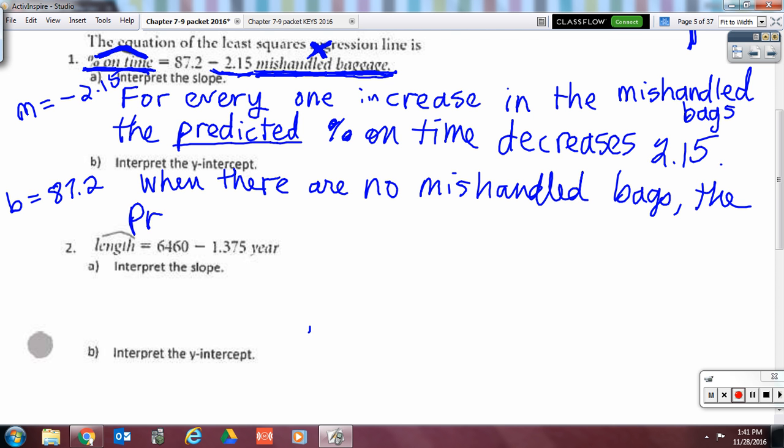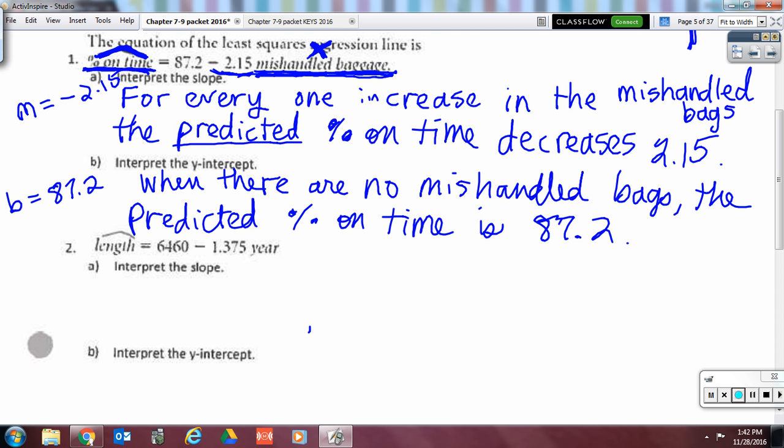When there are no mishandled bags, the predicted percent of planes on time is 87.2. I think that sounds reasonable in this case. So in this problem, the y-intercept does make sense. But I have seen lots of problems where you'll have a negative y-intercept and it's about volume or the height of a tree, and you can't have a negative height or a negative volume. A lot of times the y-intercept does not make sense.